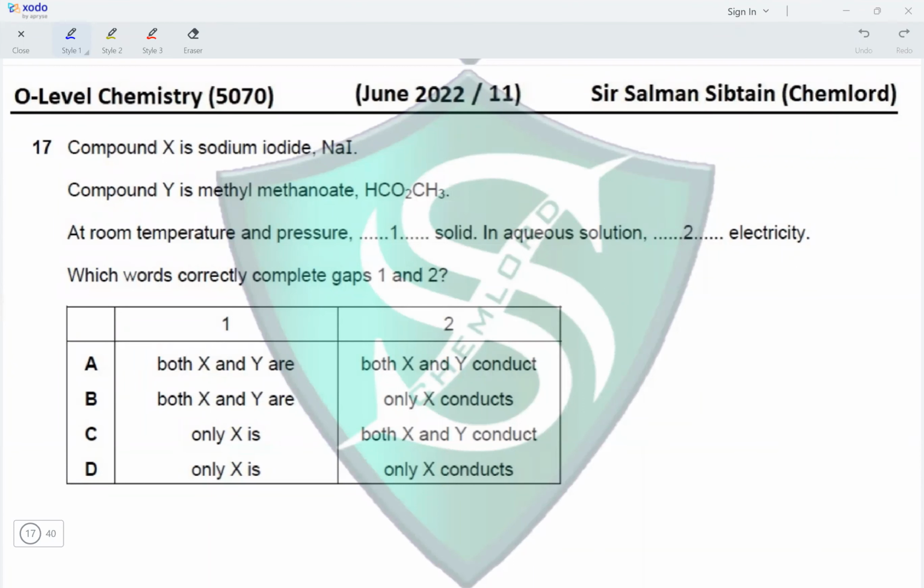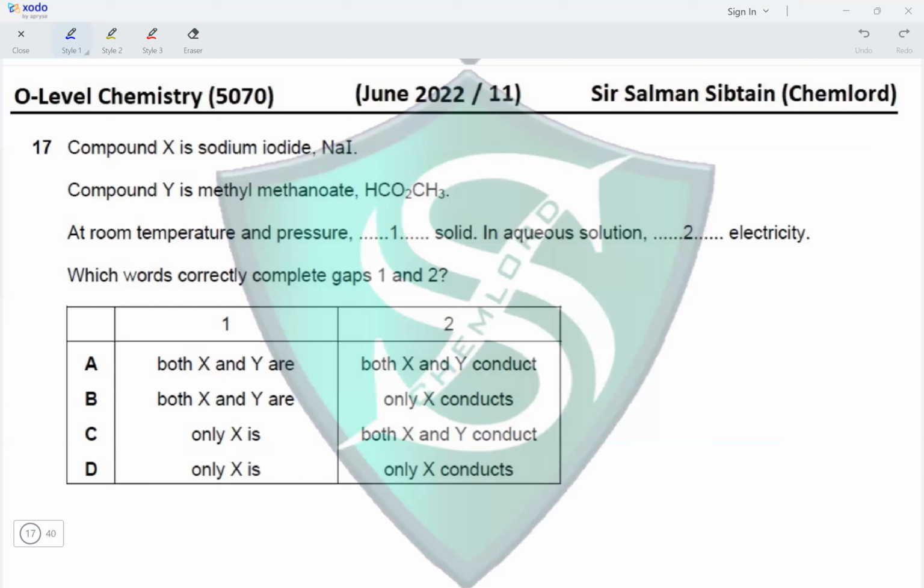Question 17. Compound X is sodium iodide. Compound Y is methyl methanoate. At room temperature and pressure, dash solid, in aqueous solution dash electricity. Which solid conducts or does not conduct electricity? And which words correctly complete gaps 1 and 2?